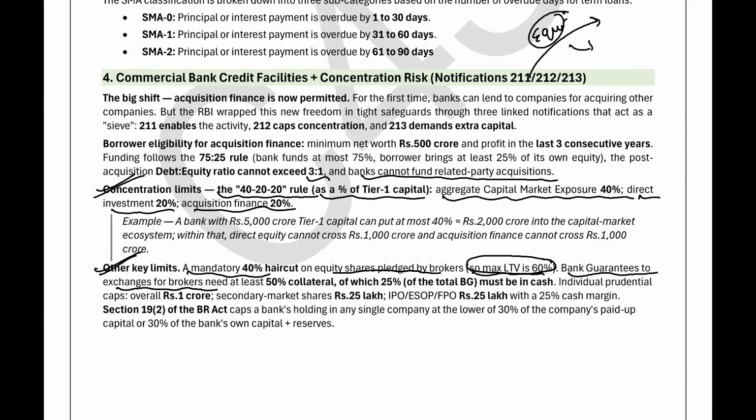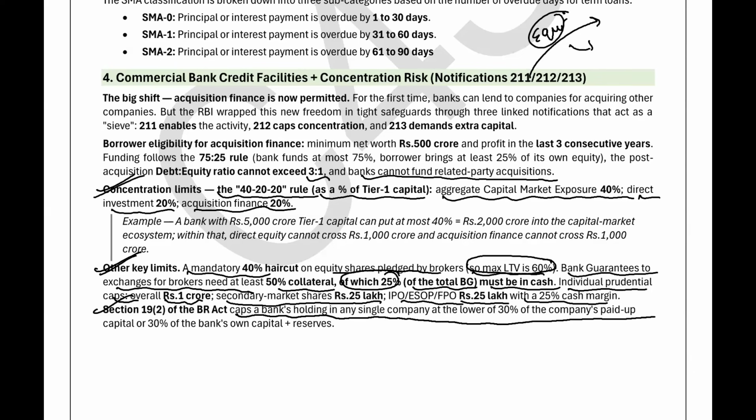Bank guarantees for exchange brokers need at least 50% collateral, of which 25% of the total BG must be in cash. That is bank guarantees. Individual prudential caps. Prudential is a norm. Over rupees 1 crore. Secondary market share is 25 crore. IPO, ESOP, FPO is rupees 25 crore with 25% cash margin. Section 19 subsection 2 of the Banking Regulation Act caps bank holding in any single company at the lower of 30% of the company's paid up capital or 30% of the bank's own capital plus reserves.